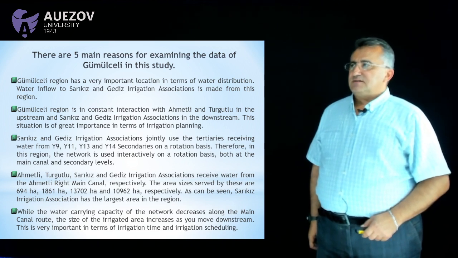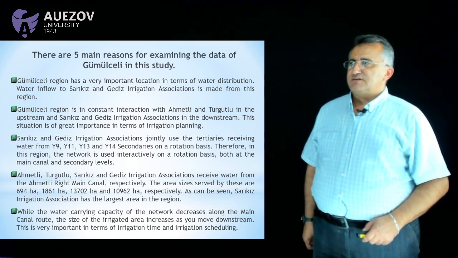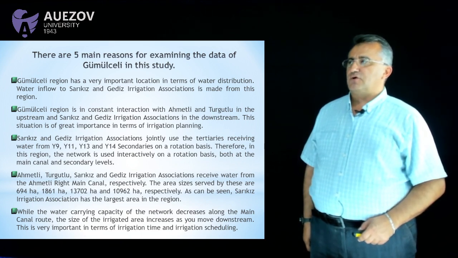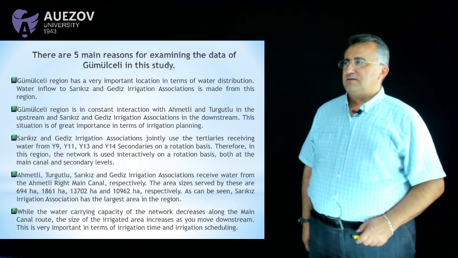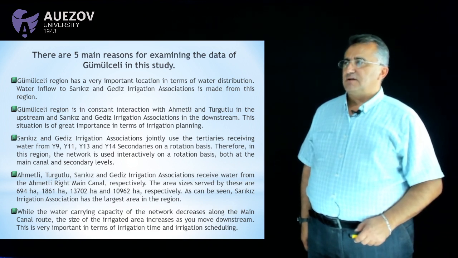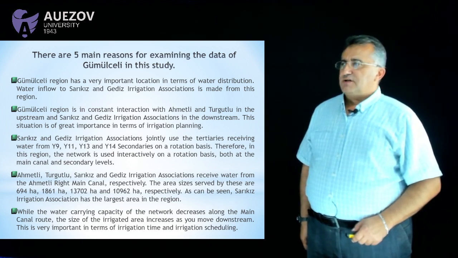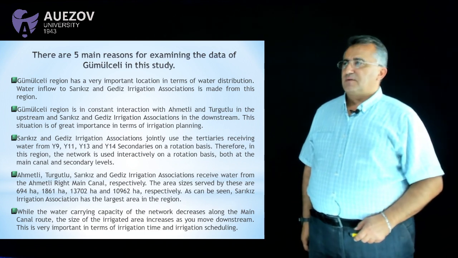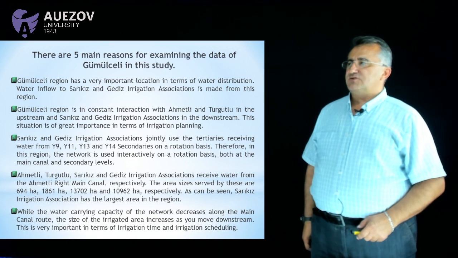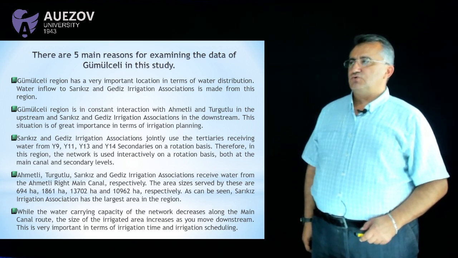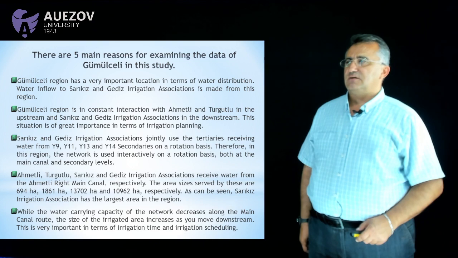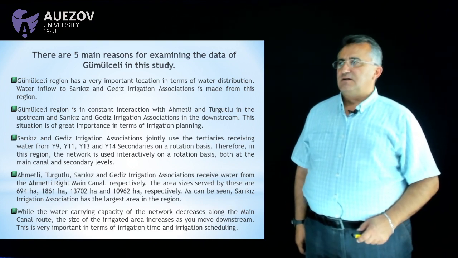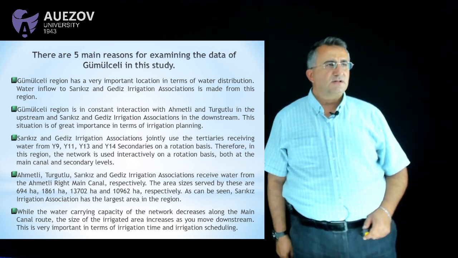Sarıkız and Gediz irrigation associations jointly use the tertiaries receiving water from A9, A11, A30 and A40 secondaries on a rotation basis. Therefore, in this region, the network is used interactively on a rotation basis, both at the main canal and secondary canal levels.